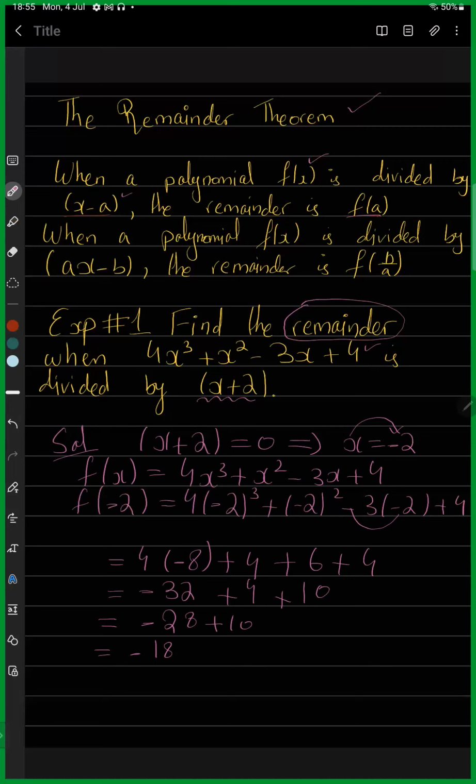4 into minus 2 cubed would give you minus 32, plus 4, then plus 6 plus 4. Minus 32 plus 4, the signs are different, so we would be subtracting: minus 28 plus 10, and it gave you minus 18. So this was basically the answer for the first example. Now we know how exactly we are supposed to find out the remainder. Okay, all right, let's talk about another example and then let's see.